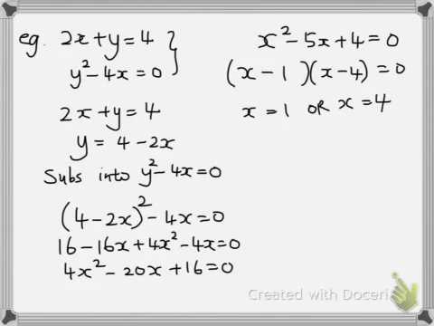We're not quite done yet because it is a simultaneous equation. They involve two variables, an x and a y. So you have to find out what y is. Because y equals 4 minus 2x, so you're going to write y equals 4 minus 2 when x is 1. That goes to 2. And when x is 4, y equals 4 minus 2x, so that gives you negative 4.